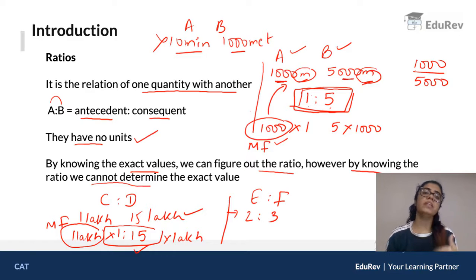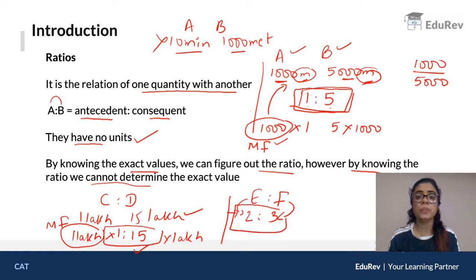Okay, what is their original salary? Now you cannot say that E is earning 2 rupees and F is earning 3 rupees. No, it's just a ratio. Okay, but what are their actual earnings? Their actual earnings could be anything. It could be 2,000, 3,000. It could be 20,000, 30,000. It could be 4 lakhs, 6 lakhs. It could be anything. The only point is the ratio has to be 2:3.